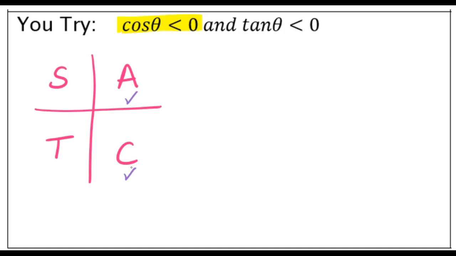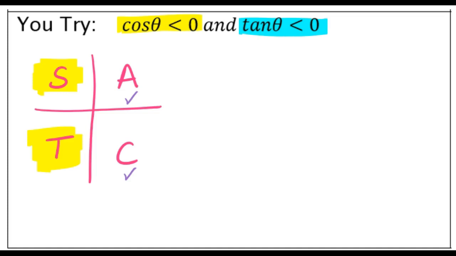So remember that we're trying to think of where cosine is negative. I marked where it's positive. I actually want the other two. Okay, next let's talk about where tangent is negative. Same situation. Let's figure out where it's positive, and then we'll mark the other two.